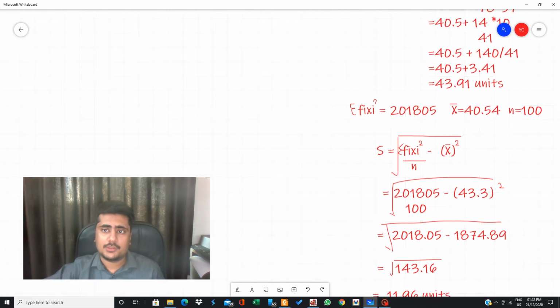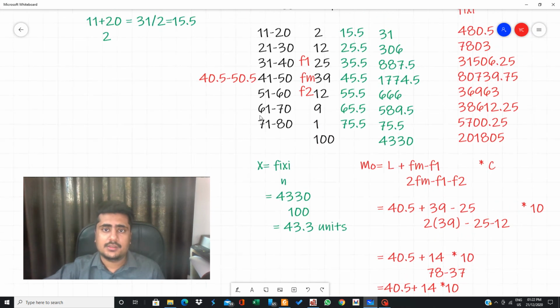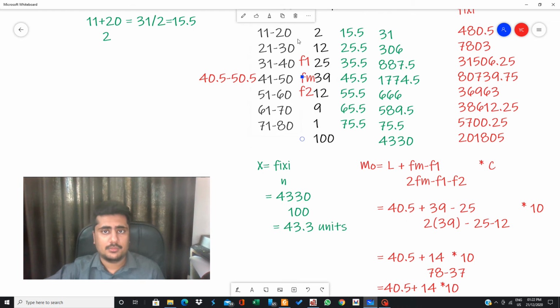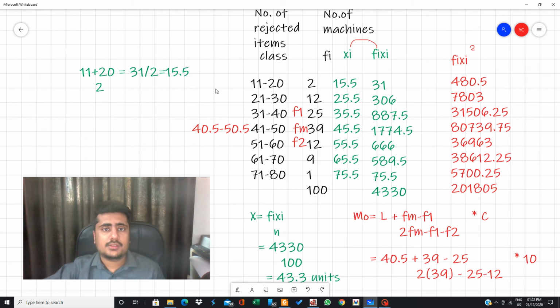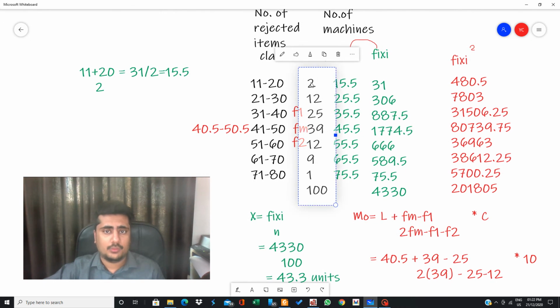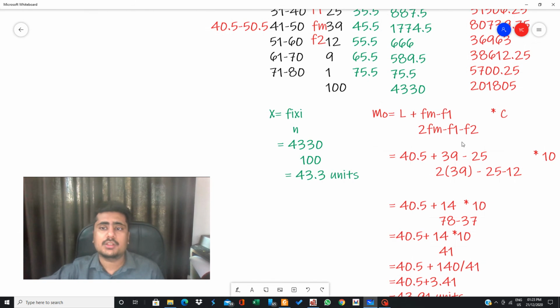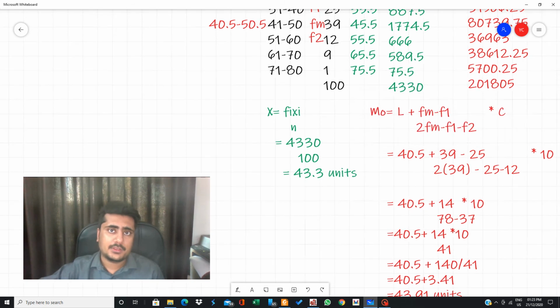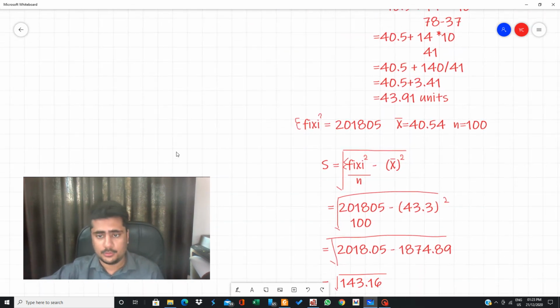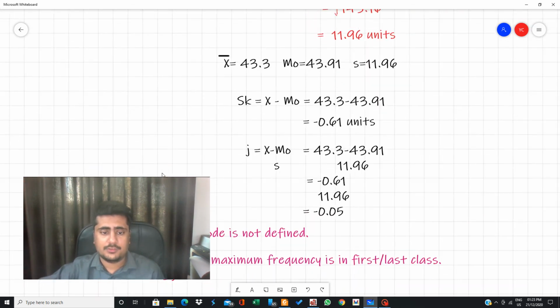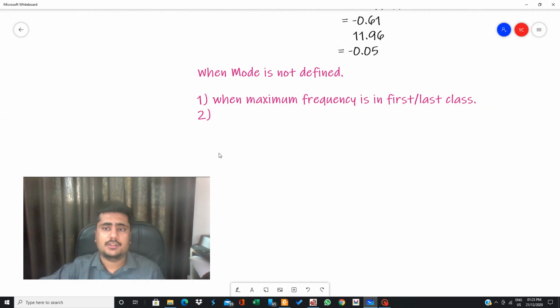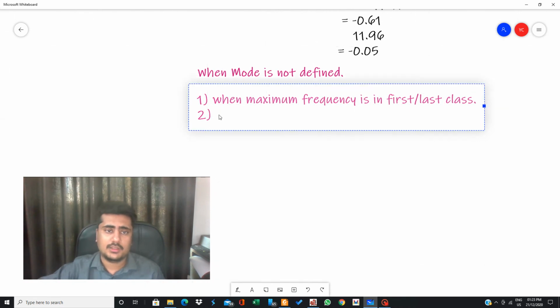Let me visualize the whole thing. See, this is Fm 39. So you can keep F1 as 25 very easy. But just think the possibility that if this first 2 is Fm, then what you will put as F1? You cannot put, so simply you don't have to use this particular formula. So then what we'll use, I'll explain you further. So this is the very first case when mode is not defined, when maximum frequency is in first or last class.